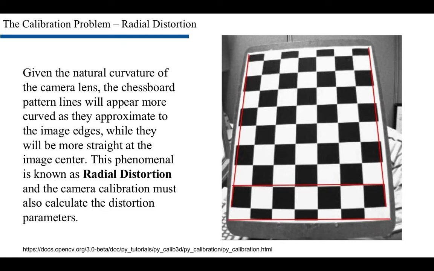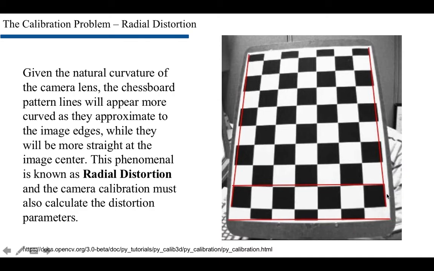We're talking about the real world, where we're using lenses. We're not using just pinholes, not just cameras with a small hole, but big lenses. And these lenses add some curvature to the final image. What we normally use is a pattern, in this case a chessboard pattern, and these lines will appear more curved in the final image.